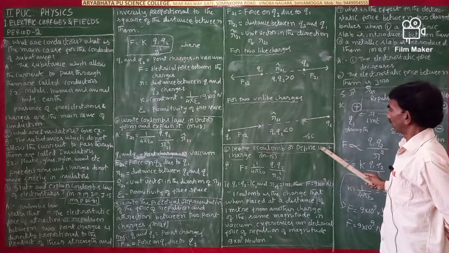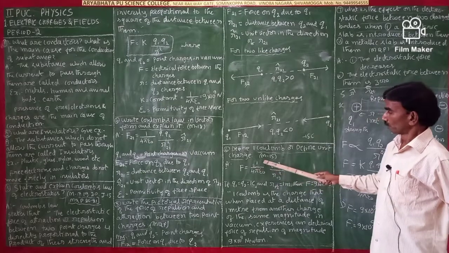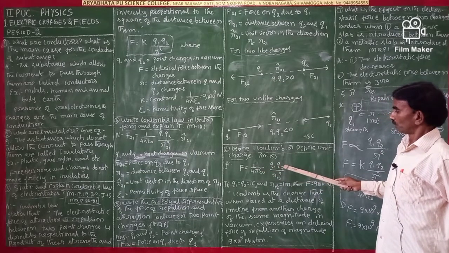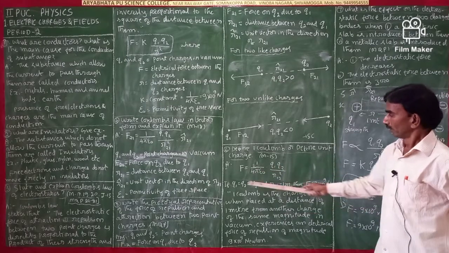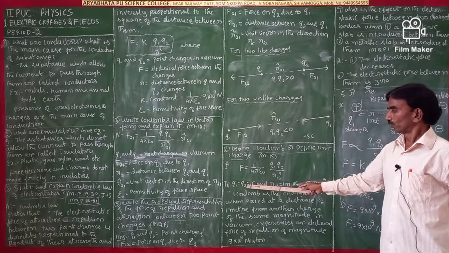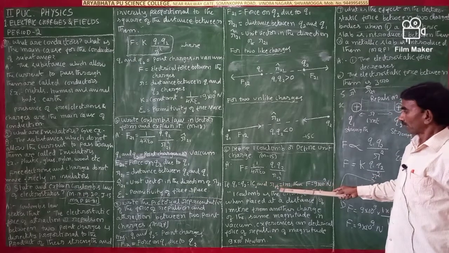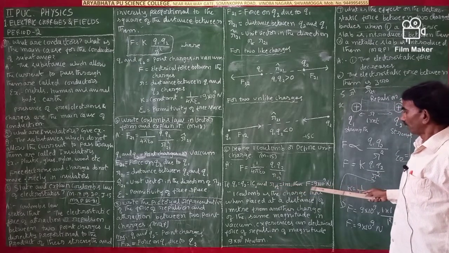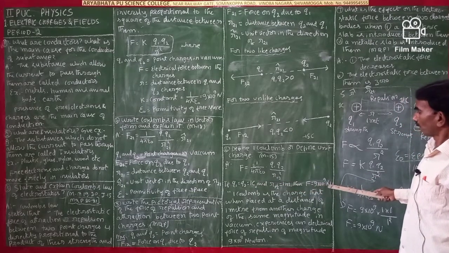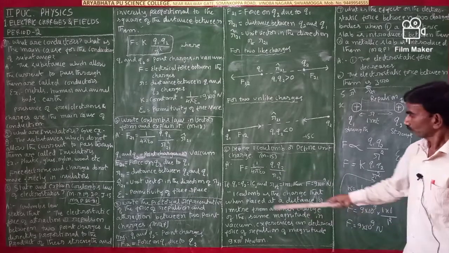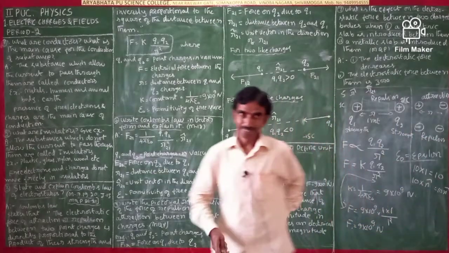Define 1 Coulomb or define unit charge. F is equal to 1 by 4 pi epsilon naught into Q1 Q2 by R12 square. If Q1 is equal to Q2, equal to 1 Coulomb, and R12 is equal to 1 meter, then F is equal to 9 into 10 to the power of 9 Newton. 1 Coulomb, do you remember it?